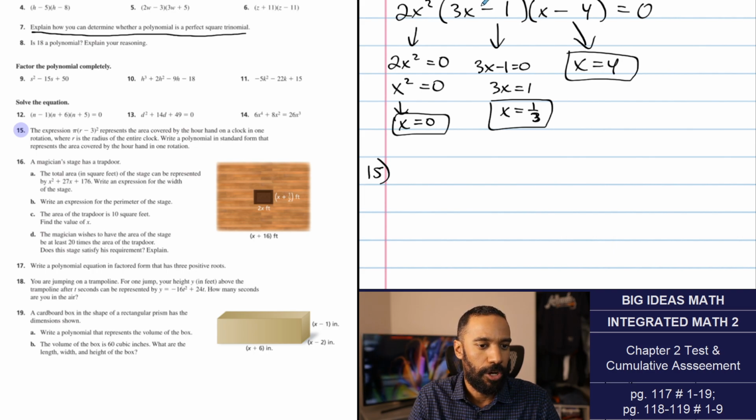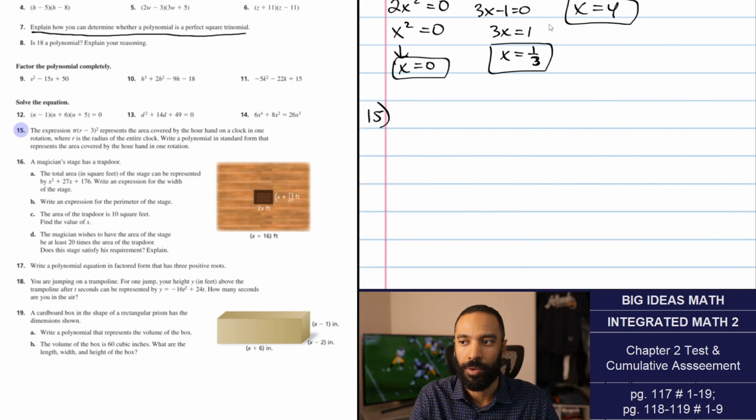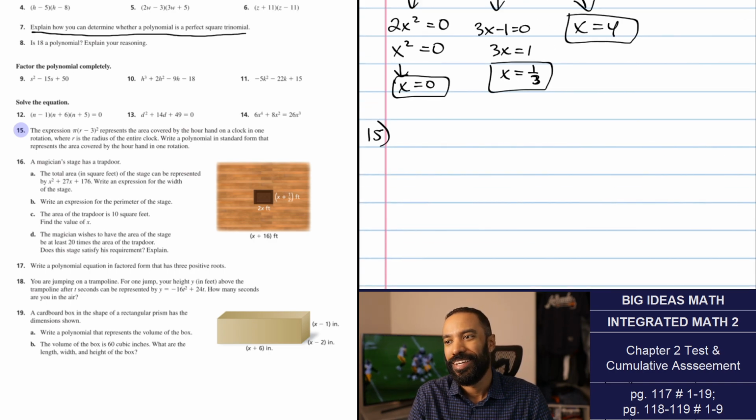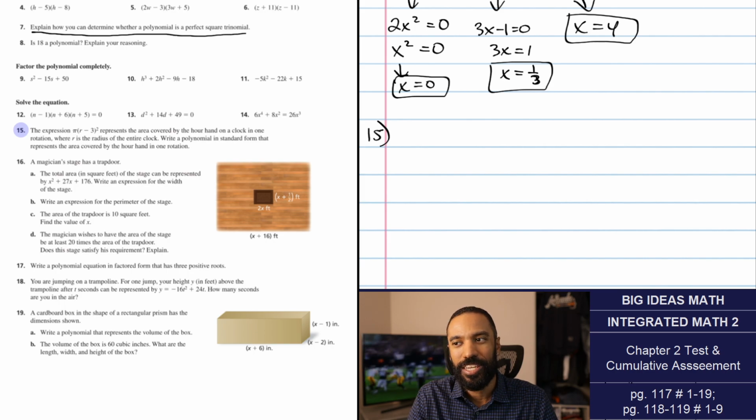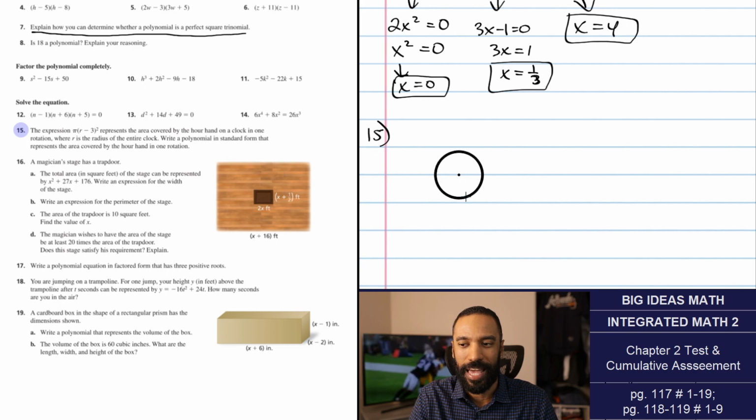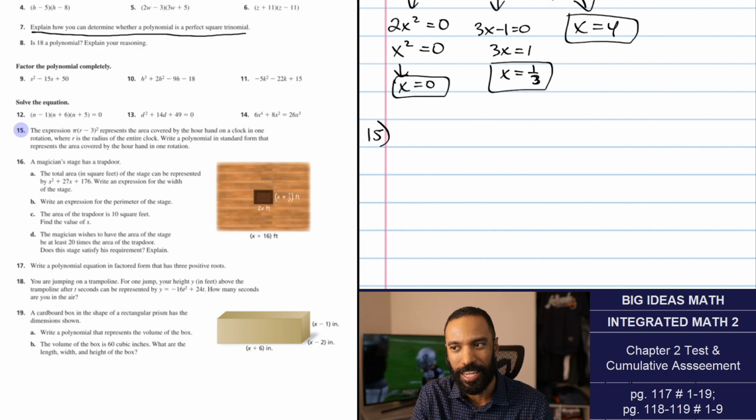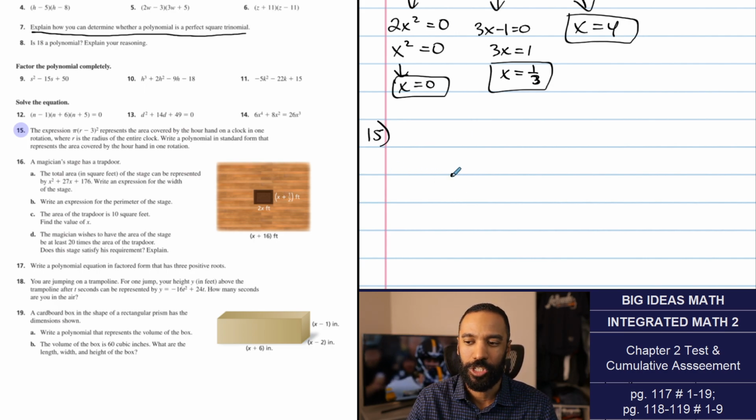Write a polynomial in standard form that represents the area covered by the hour hand in one rotation. So they're not asking you to do anything with the information other than expand what that is. But to show you what they're talking about, I do want to draw it out, because what if they asked us other questions? They won't, but I'm just wondering.